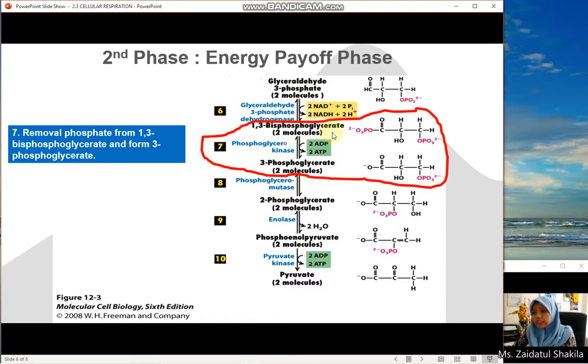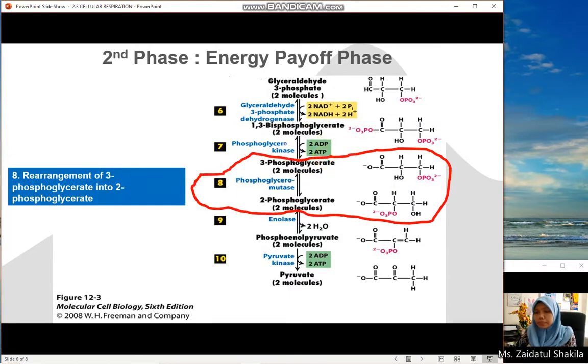Next, step 7: 1,3-bisphosphoglycerate is converted into 3-phosphoglycerate, whereby 1,3-bisphosphoglycerate loses one phosphate group. This reaction is catalyzed by phosphoglycerokinase, so another kinase. So where does the phosphate group go? The phosphate group is transferred to ADP. So ADP becomes ATP.